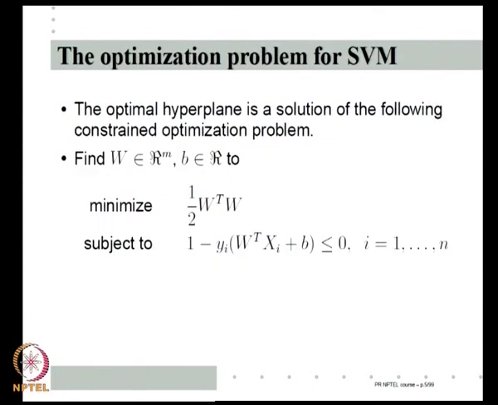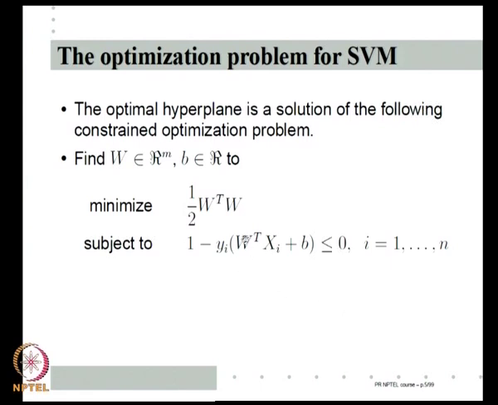So, the optimal hyperplane is a solution to this optimization problem. What is the optimization? The constrained optimization problem, namely to minimize W transpose W subject to 1 minus y_i into (W transpose x_i plus b) less than or equal to 0. Optimization variables are W and b. Find W and b to minimize half W transpose W subject to these constraints.